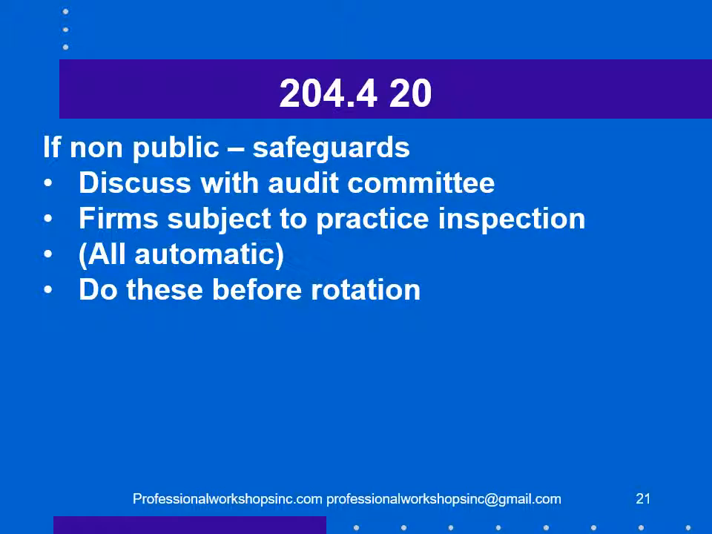In a non-public company, there are safeguards, which are actually pretty simple and automatic. Discussing with the audit committee, making sure that the audit committee, or the board, knows you've been in charge of the audit for a long time, okay? If the firm is subject to practice inspection, that is a safeguard. And basically all firms are subject to practice inspection. So those two safeguards are automatic, and I guess my recommendation would be that you would apply those safeguards first and not rotate audit partners unless there was a good reason.